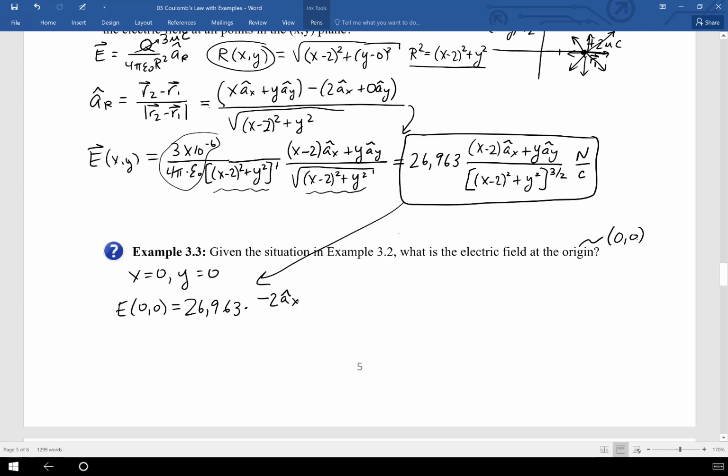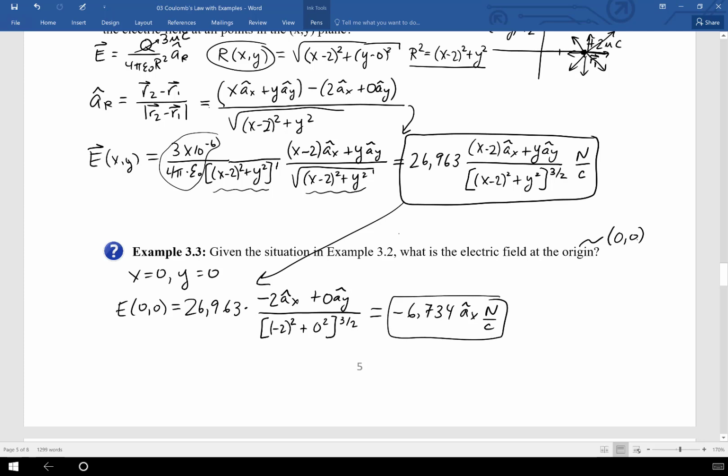And then this y a sub y here, well, that's just going to be 0 a sub y. And then that's going to be divided by x minus 2, which is just minus 2 squared, plus y squared, which is 0 squared, all of this to the 3/2 power. And when I plug all of that into my calculator, I end up with negative 6,734 a sub x newtons per coulomb.